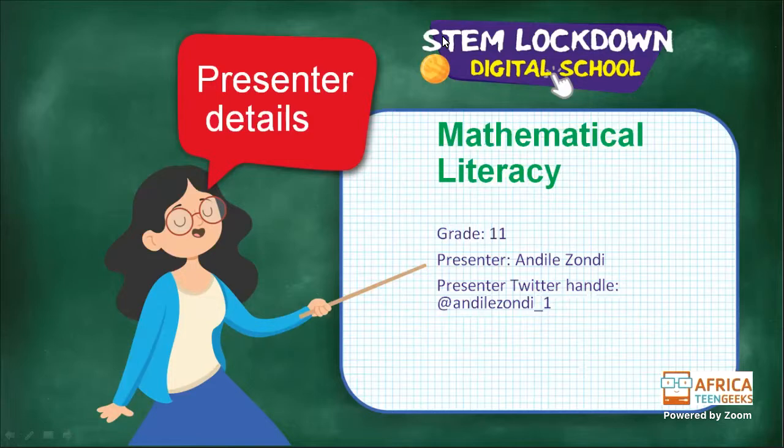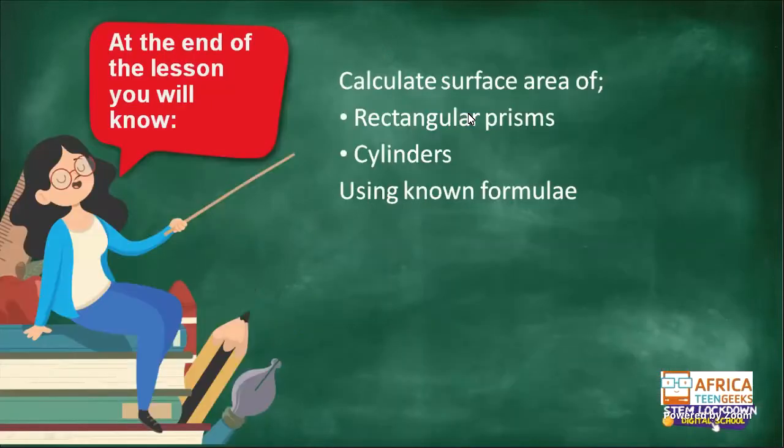Maths Lit Grade 11. Today we are looking at surface area. We're carrying on with a topic that we're busy with. We're currently looking at measurements. And by the end of today's lesson, you must be able to calculate the surface area of rectangular prisms and cylinders using given formulae.